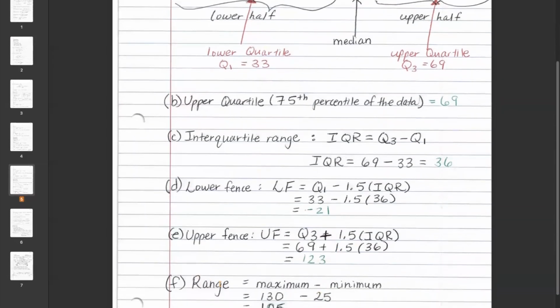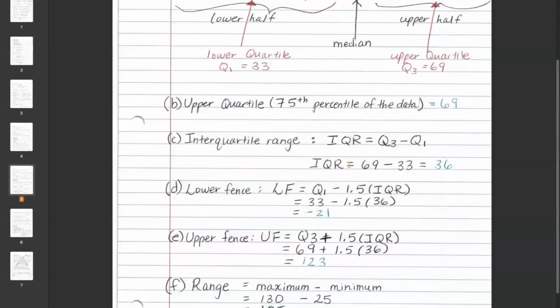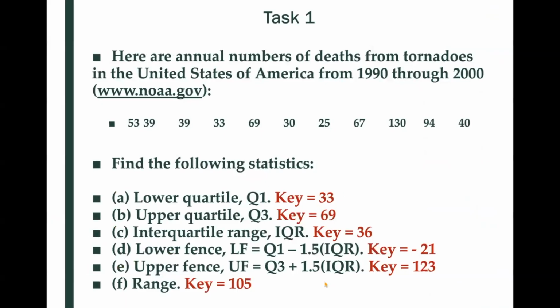And then the range is the maximum minus the minimum value. Here, the maximum value is 130. The minimum value is 25. So when you do that subtraction, you get 105. So that is the range. And those answers match the key here.